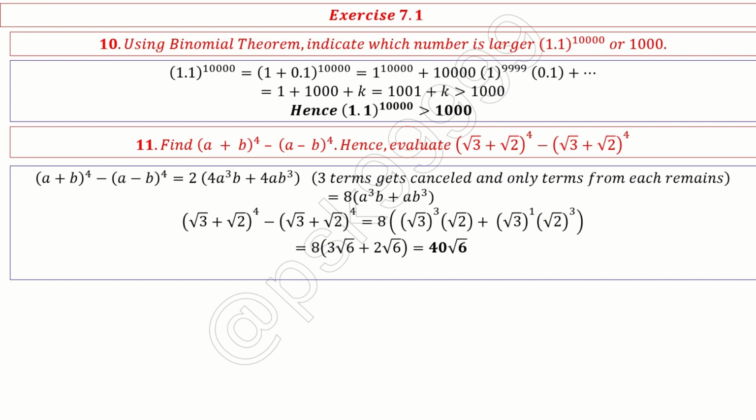The 2 and 4 terms will remain and they are doubled, right? So it will become 2 times (4a cube b plus 4ab cube). You can directly write it like this, or you can expand each one and then cancel. This is what you'll get. This is nothing but 8 times (a cube b plus ab cube).